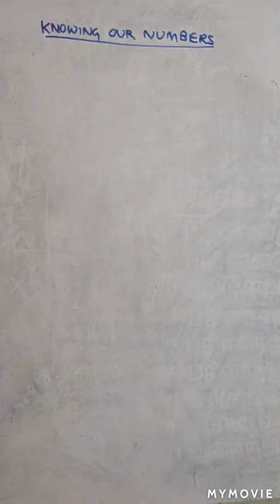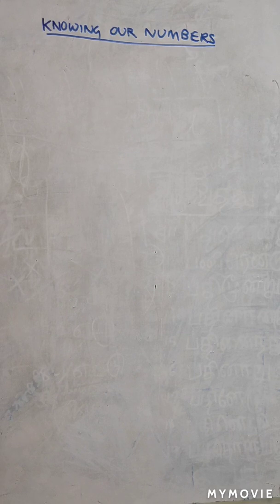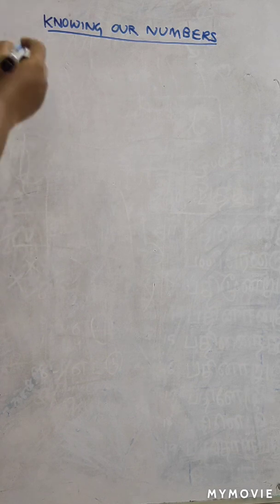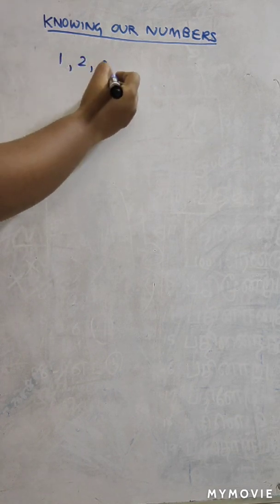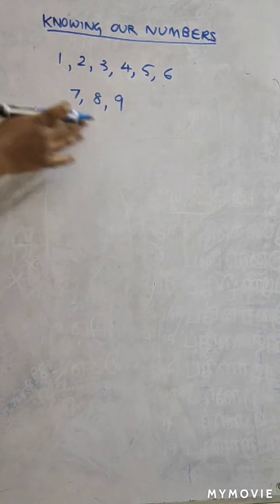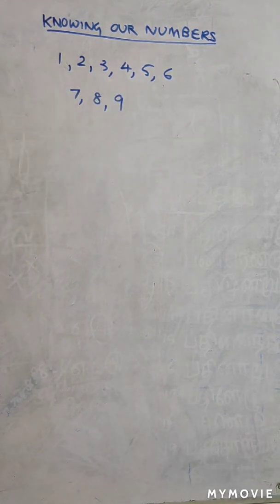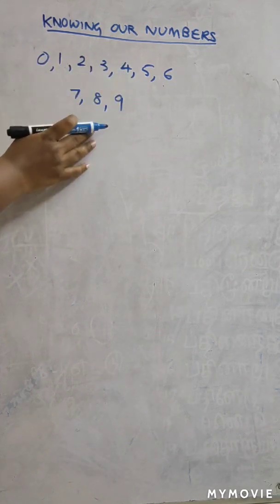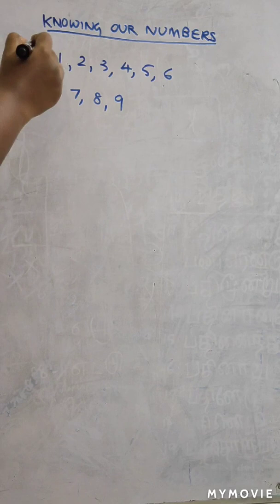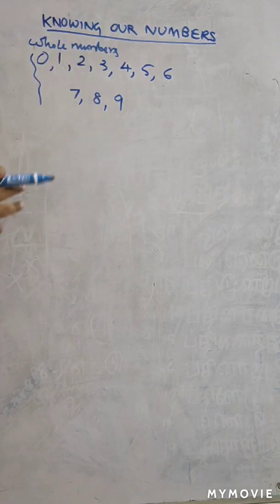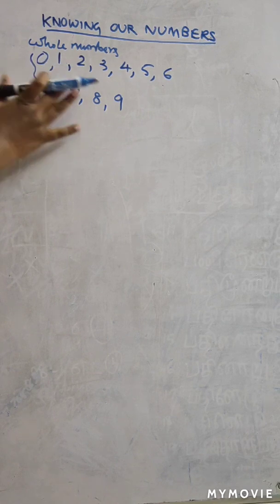So today's topic of discussion is the chapter knowing our numbers. You already know what numbers are, yeah? So what are the counting numbers? 1, 2, 3, 4, 5, 6, and so on. These are the natural numbers or the counting numbers. Now if I add a 0 to this set of natural numbers, then I get a whole new set of numbers, isn't it? These are known as the whole numbers. So adding a 0 to the set of natural numbers gives me whole numbers.